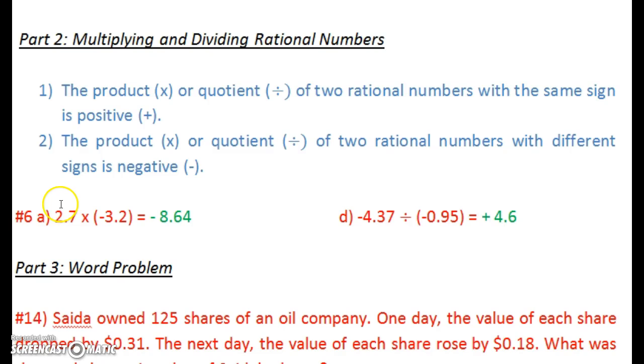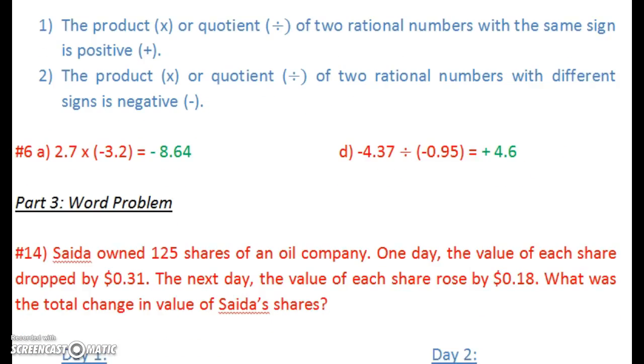Question 6a states 2.7 times negative 3.2. So here you can see that the signs are different. We have a positive sign and a negative sign. So here when we multiply this, we are going to end up with a negative number, negative 8.64. In contrast, here in question D, we have negative 4.37 divided by negative 0.95. Here we have two negative signs. As a result, our answer is going to be positive. And our final answer is positive 4.6.